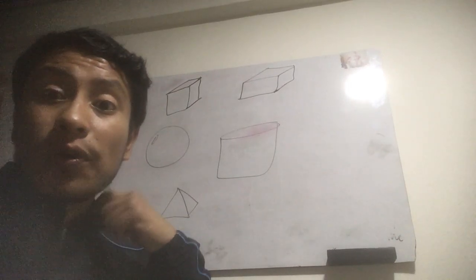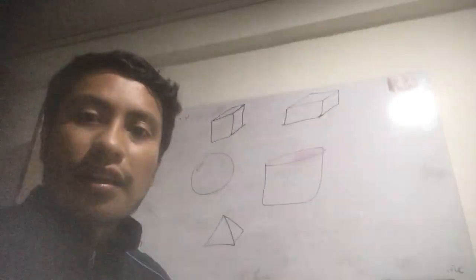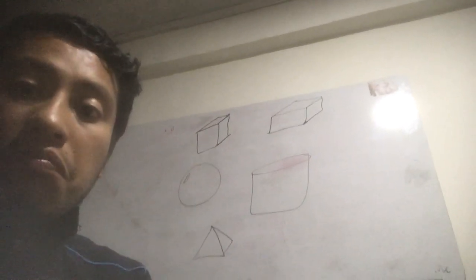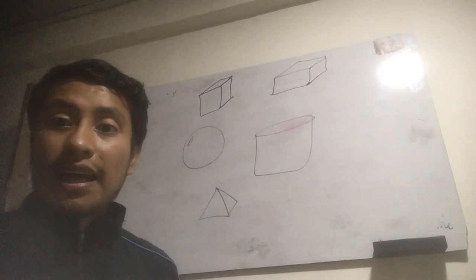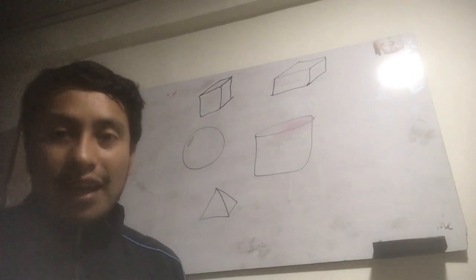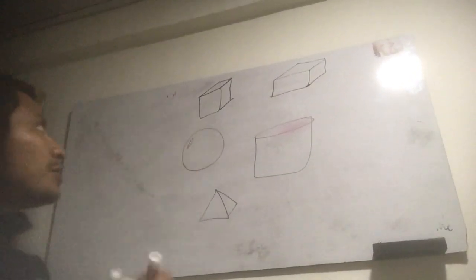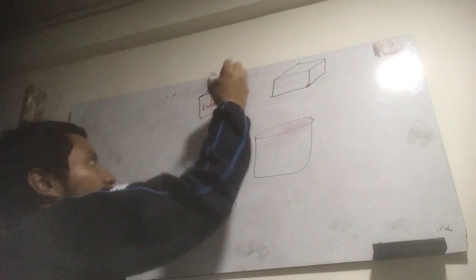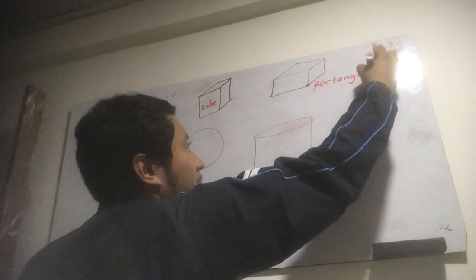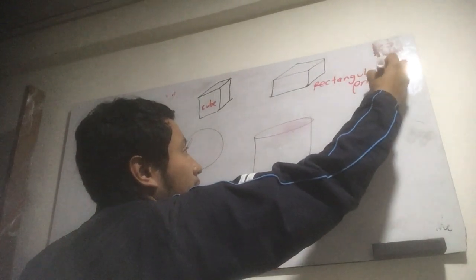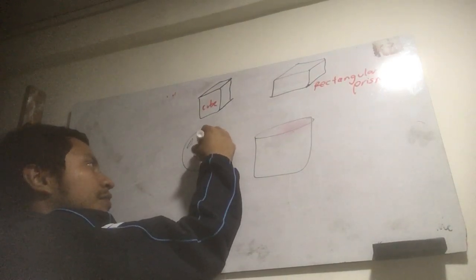Okay, guys, so in this moment I show you on the board different shapes that you maybe know about, the different geometrical forms that exist in physics or in geometry. Ready? So the first is the cube. The second is the rectangular prism. The third is the sphere.